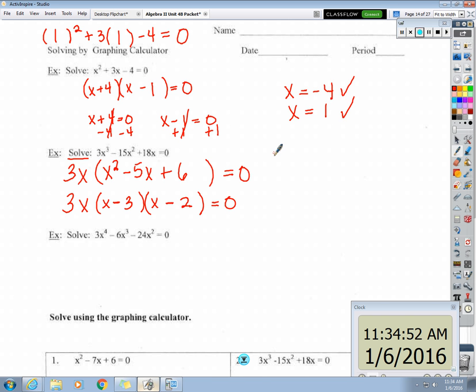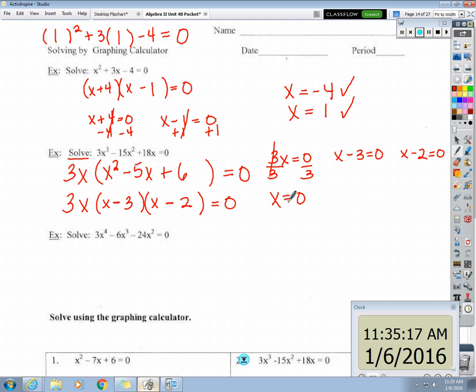And what that means is set the 3x to 0. Set the x minus 3 to 0 and the x minus 2 to 0. And you're going to solve all three of these separately. So to solve this one, what do I do? Divide by 3. And so x equals 0. So there's one of your three solutions.